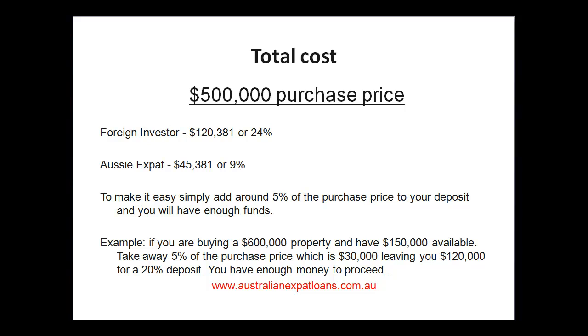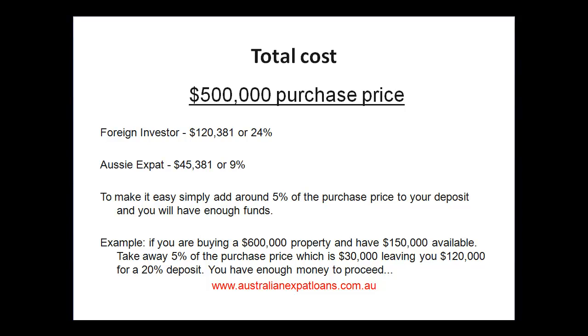So to give you another example, let's say you're looking at a $600,000 property purchase, and you've got $150,000 available as a foreign investor. Take away around 5% of the purchase price, which will cover your closing costs. So in this example, it's around $30,000.